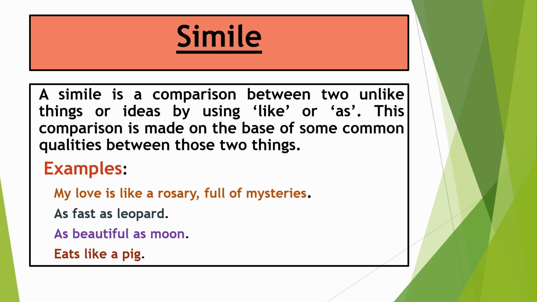Simile. When we compare two unlike things or ideas by using as or like, this is somewhat different from metaphor, but they have something in common as well. In simile, we make a comparison between two unlike things with the use of as or like. For example, he ran as fast as a leopard. She's as beautiful as the moon. He eats like a pig. My love is like a rosary full of mysteries. So over here, we find that in the examples we have used certain words like as or like.